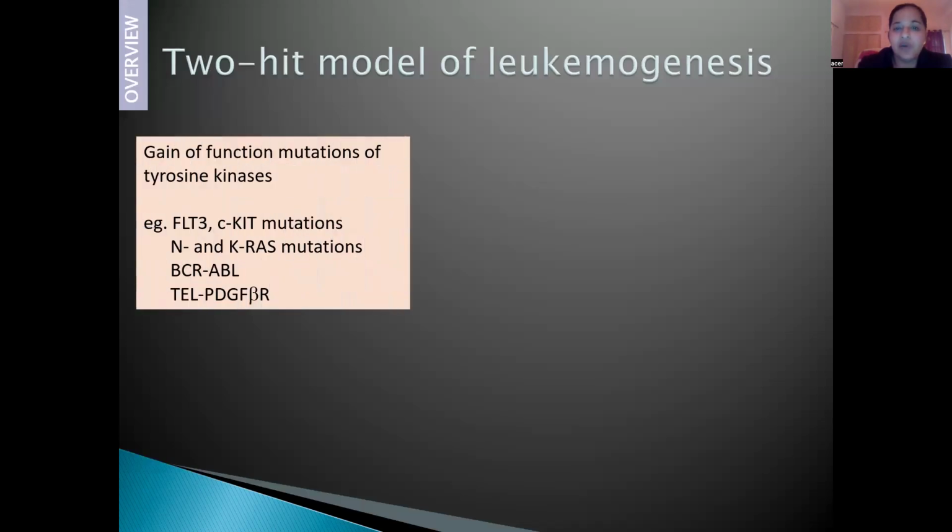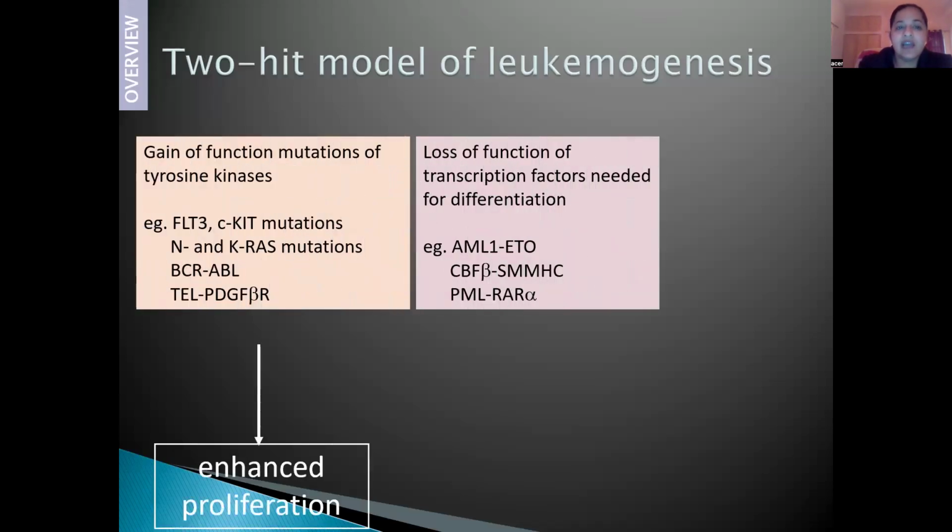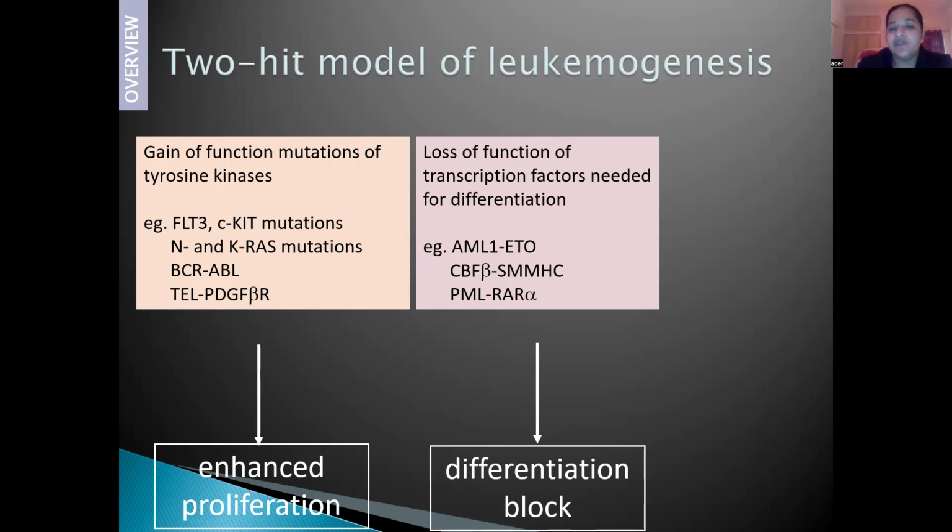Now there is the two-hit model of leukemogenesis. The gain of function mutation of tyrosine kinase, among genes like c-KIT, NRAS, KRAS, BCR-ABL, leads to enhanced proliferation. And the loss of function of transcription factors like PML-RARA, AML1, CBF beta leads to differentiation block. So as I told you earlier, there are two things: enhanced proliferation and differentiation block. Gain of function mutation of tyrosine kinase leads to enhanced proliferation, and loss of function of the transcription factors leads to the differentiation block. It progresses to acute leukemia.